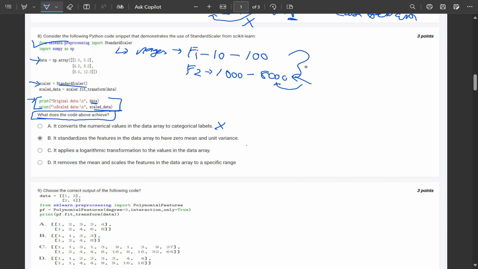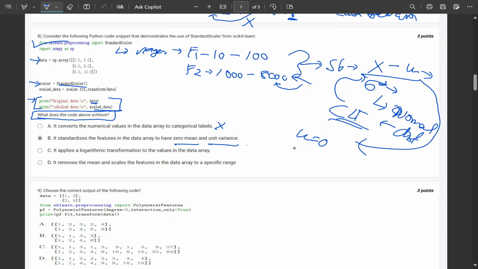To handle this so that the model gives an equal chance to everyone, we use StandardScaler: x minus mu divided by sigma, where mu is your mean and sigma is your standard deviation. What it does is bring your data to mu as 0, that is mean as 0, and sigma as 1. So this is the right answer. It applies a logarithmic transformation to the values in the data array? Wrong, because it is simply scaling, nothing else. It removes the mean and scales the features in the data array to a specific range? That's wrong. With StandardScaler, you don't have any specific range. It can go negative, it can go positive, it can go to any value. Minimum and maximum are not limited to -1 or 0 to 1.